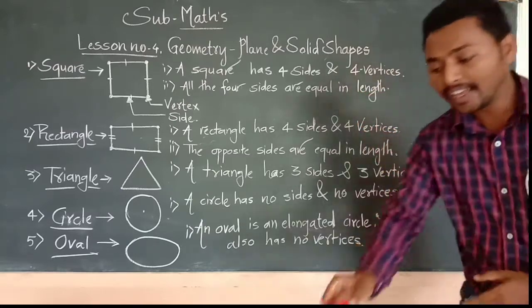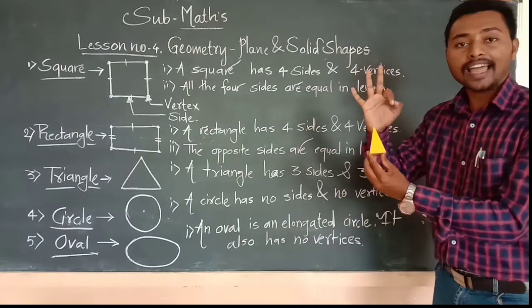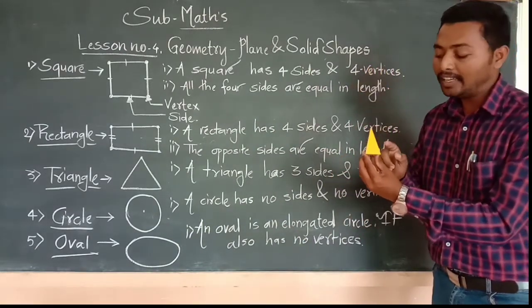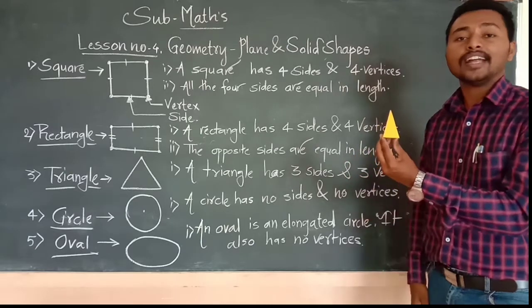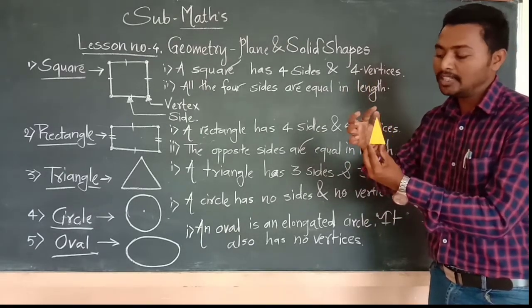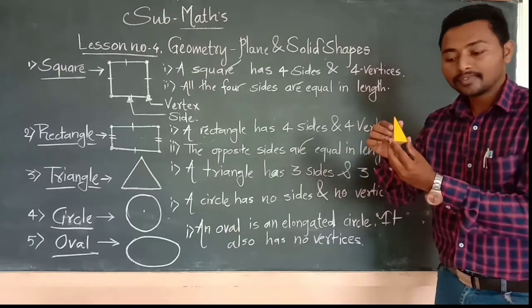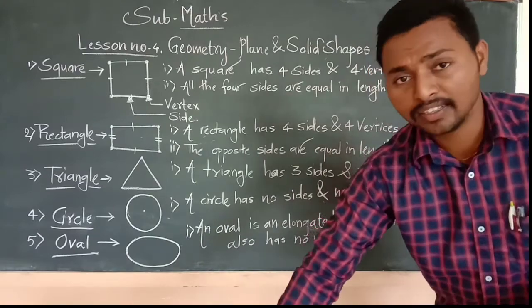Next one, triangle. Also I would like to show you another triangle. Triangle, tri means 3. यानी इस triangle को कितने sides है? This triangle consists of 3 sides. 1, 2 and last 3.